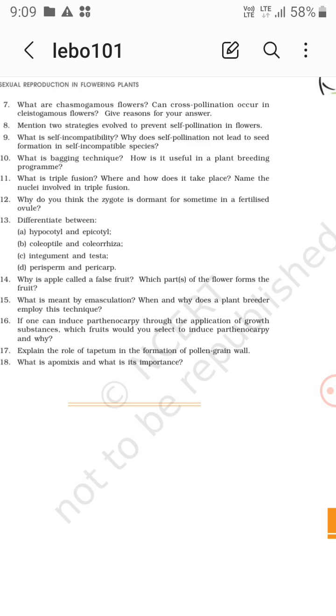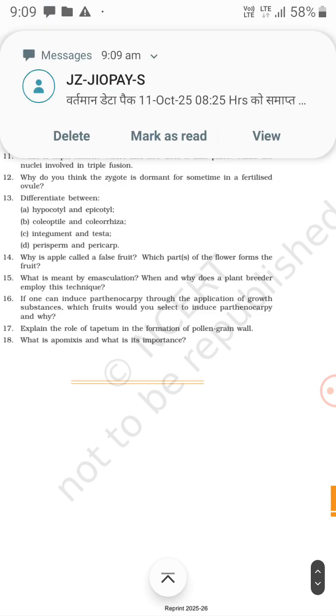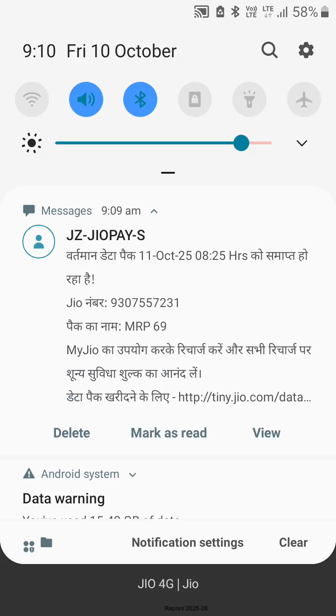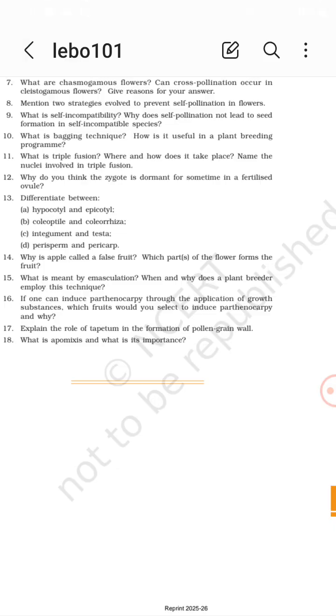Why do you think the zygote is dormant for some time in a fertilized ovule? Differentiate between hypocotyl and epicotyl. Epicotyl is above the soil and hypocotyl is below the soil. Coleoptile and coleorhiza: coleorhiza covers the root, and coleoptile covers the plumule.